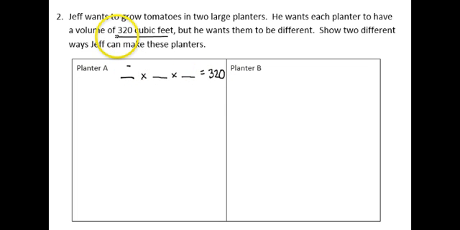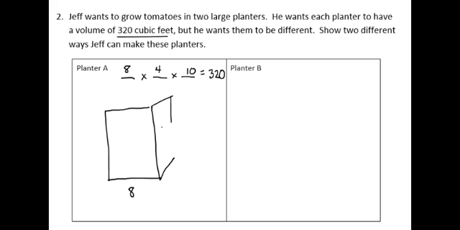Well, I know if I multiply 8 times 4, I would get 32. And if I multiply 32 times 10, I would get 320. So I'll show my planter as having a length of 8, a width of 4, and a height of 10. I'll finish drawing that. And I'll label my sides. So the width was 4 feet, the length was 8 feet, and the height is 10 feet. And that would give us a volume of 320 cubic feet.